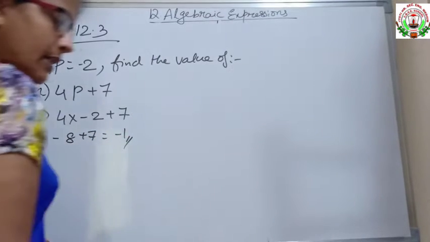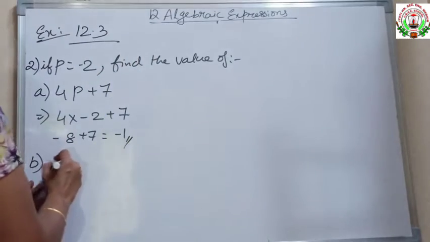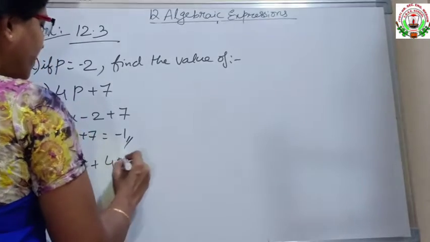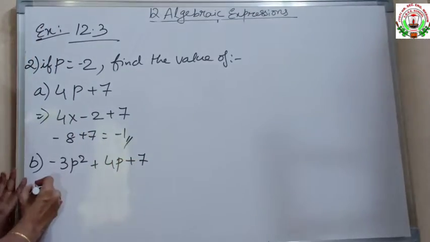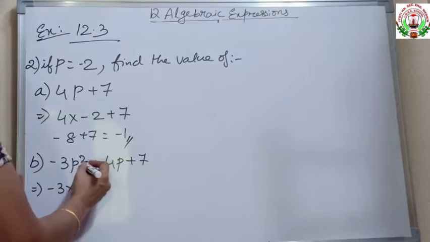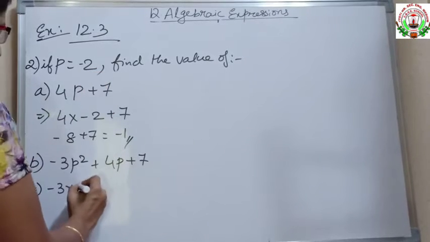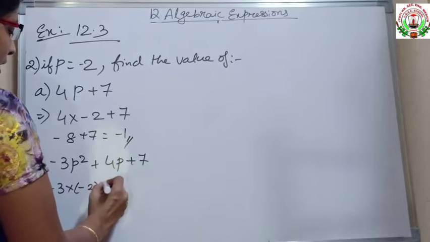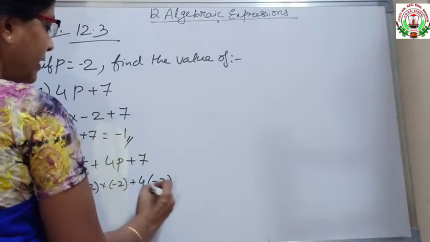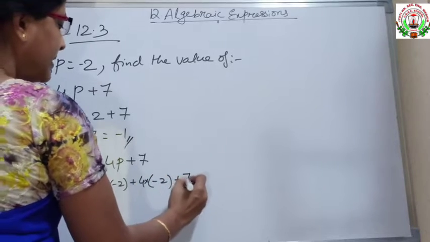Next, b part. See, minus 3p square plus 4p plus 7. So this will be minus 3 into p square, means p into p. So minus 2 two times. Minus 2 into minus 2, plus 4 into minus 2, plus 7.